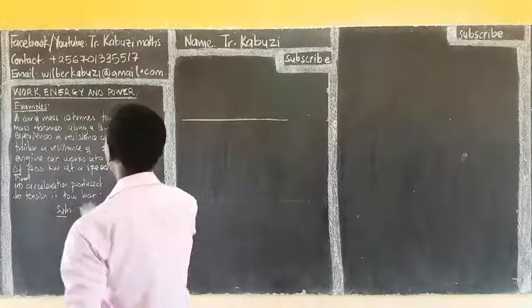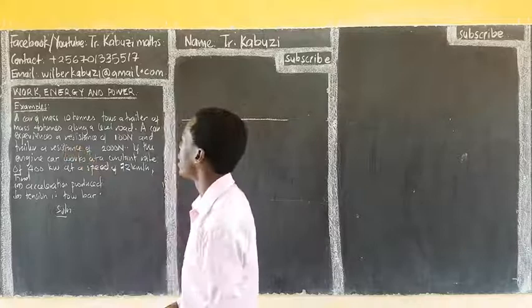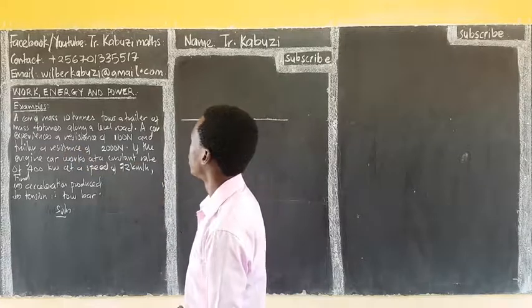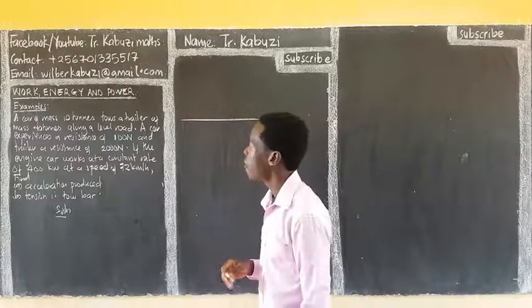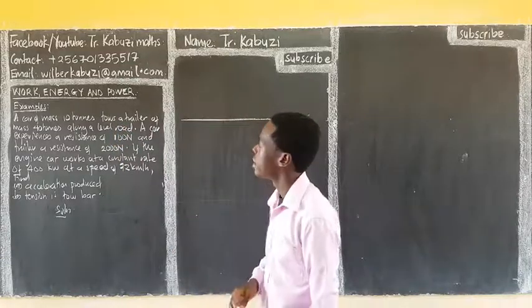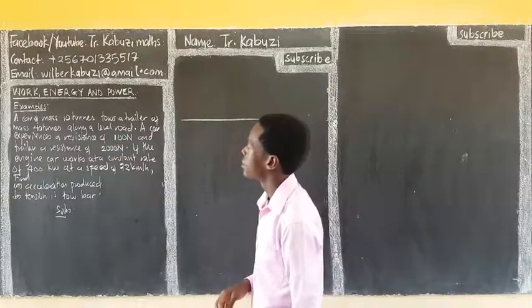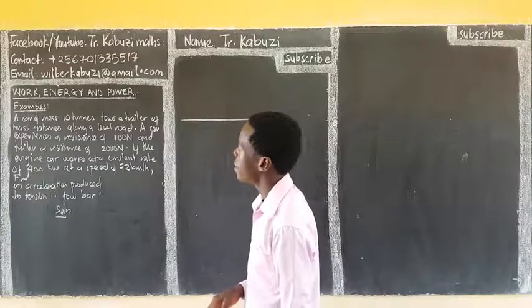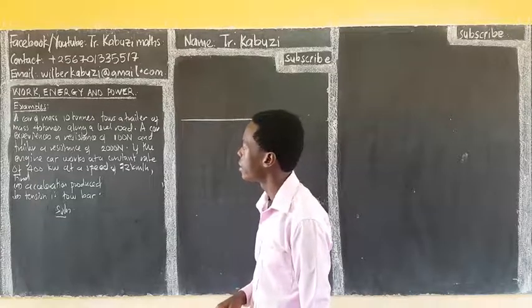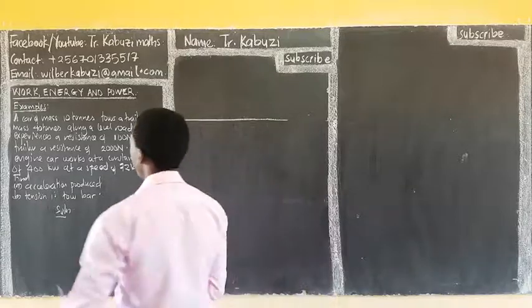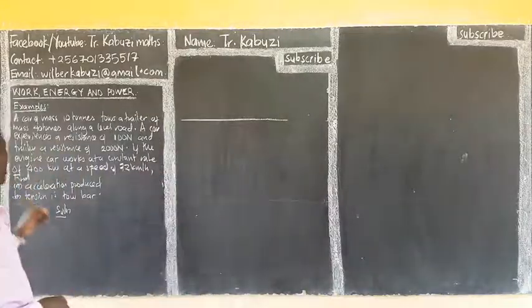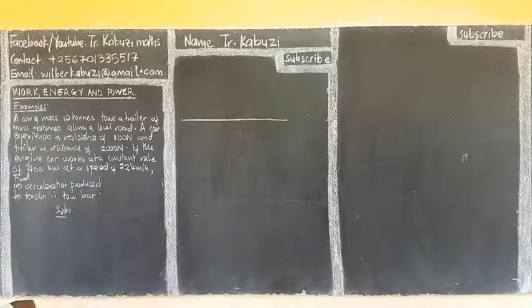The question we have here is, a car of mass 10 newtons tows a trailer of mass 40 newtons along a level road. It's along a level road. The car experiences a resistance of 100 newtons and the trailer a resistance of 2000 newtons. If the engine of the car works at a constant rate of this and the speed of this, find the acceleration produced. From there, first of all, we know that they are giving us power.